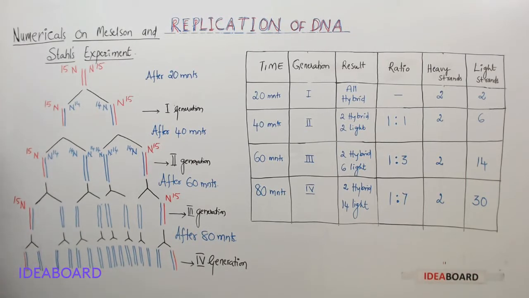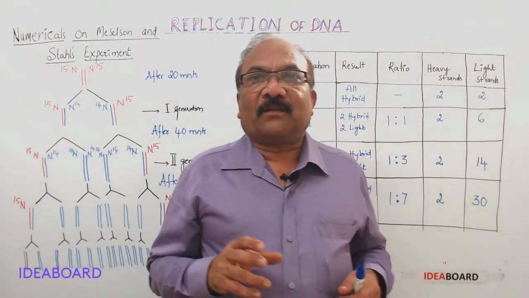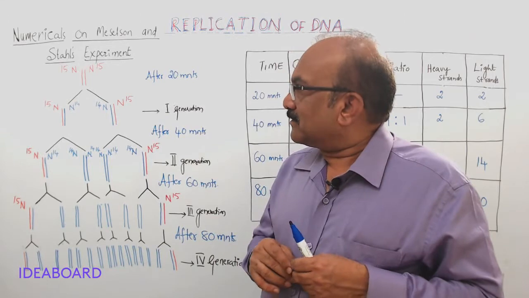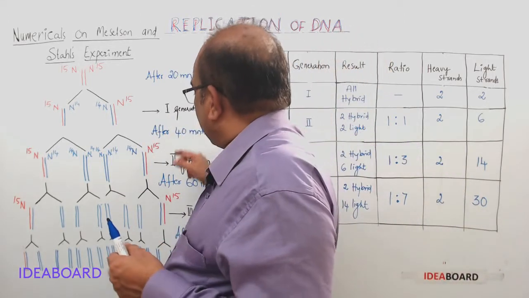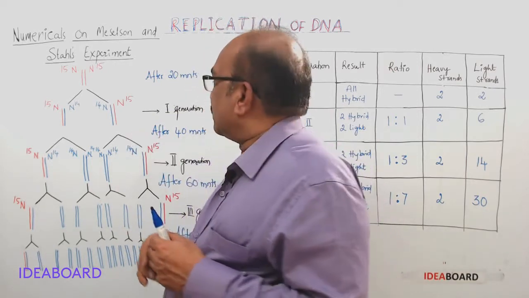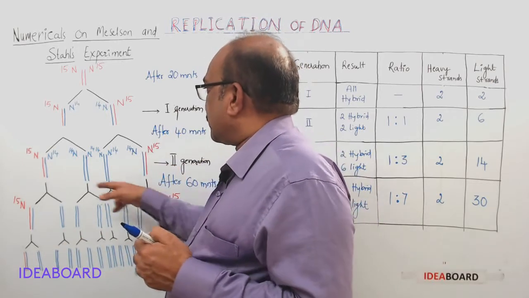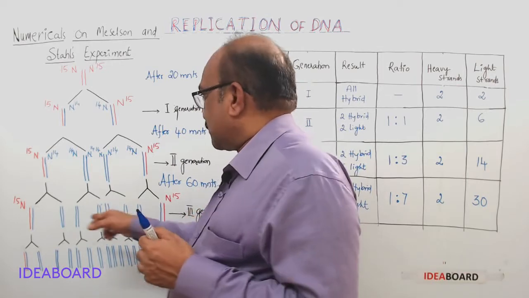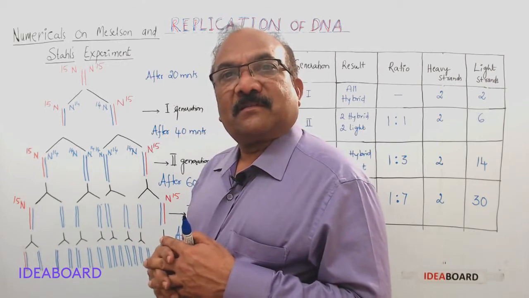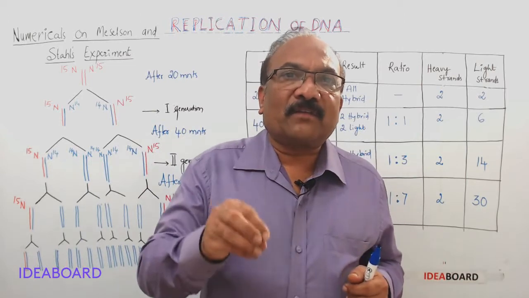I hope you have observed one important point here. From the first generation onwards, how many hybrids are there? In the first generation, 2 hybrids. In the second generation, 2 hybrids. In the third generation also, 2 hybrids. And in the fourth generation also, 2 hybrids. Just remember that point, so that solving the problem becomes easy.